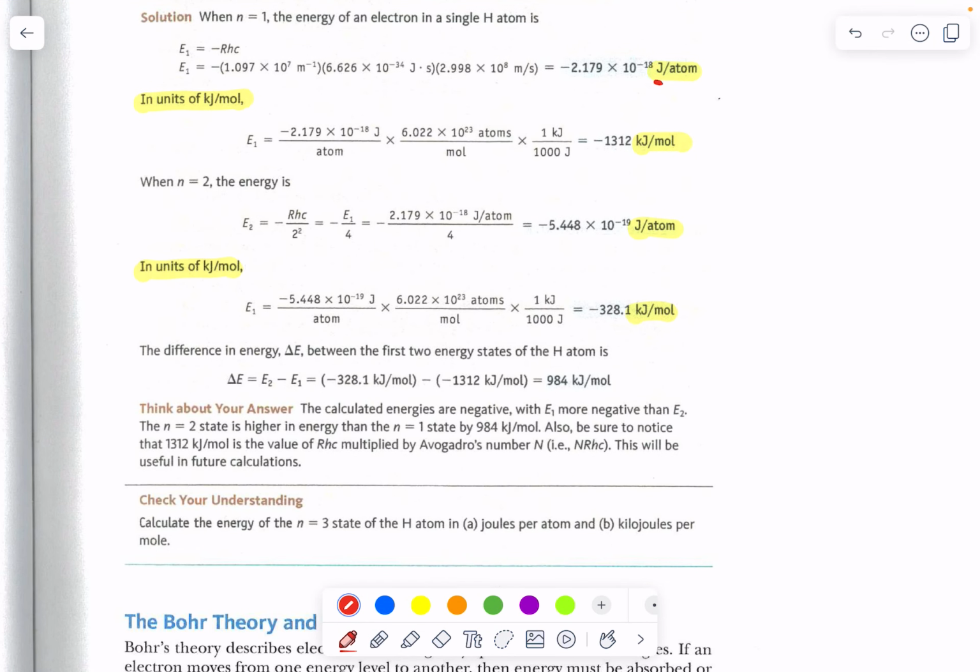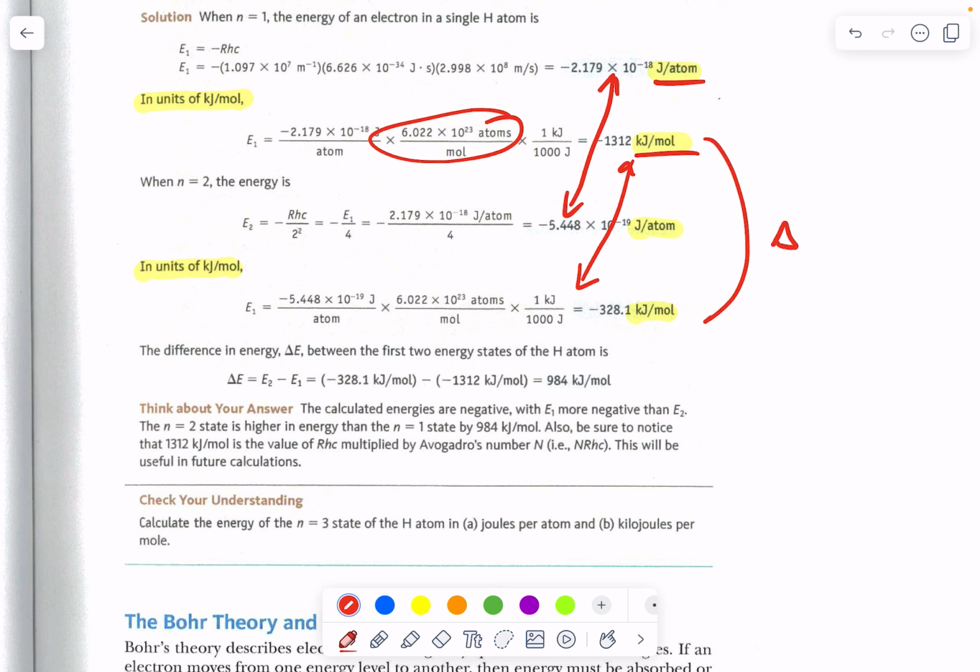We can do this in joules per atom, and then we can multiply by Avogadro's number to get kilojoules per mole. That's the amount of energy in the first energy level. And then we can look at the second energy level. And notice when we go to the second energy level, these two numbers are different. And the difference in these two energies, the delta E, this change in energy, is 984 kilojoules per mole.